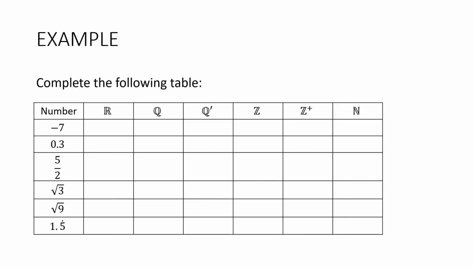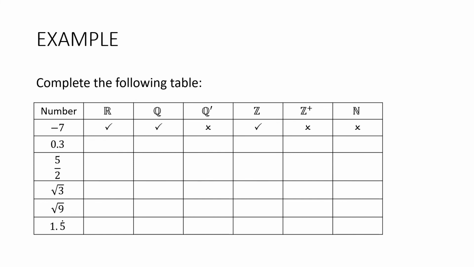Okay, let's look at this example. Complete the following table. We have various types of numbers, and we want to say whether these numbers belong to these sets or not. So remember, we have real numbers, rational numbers, irrational numbers, integers, positive integers, and natural numbers. Okay, first one, negative 7. It is a real number. It is a rational number because we can write it as a fraction. It's not irrational. It is an integer. It's not a positive integer, and it's not a natural number.